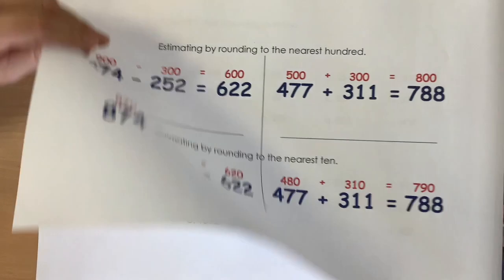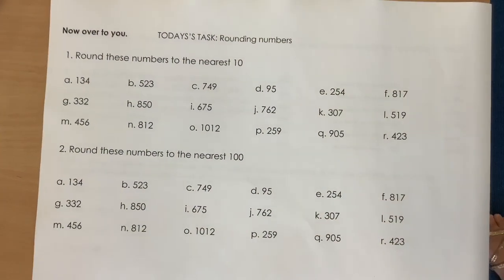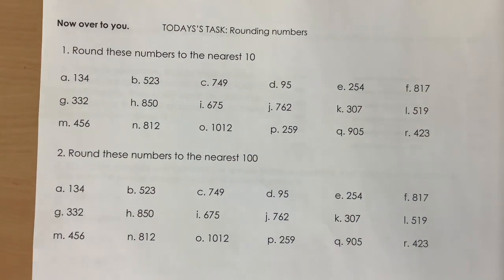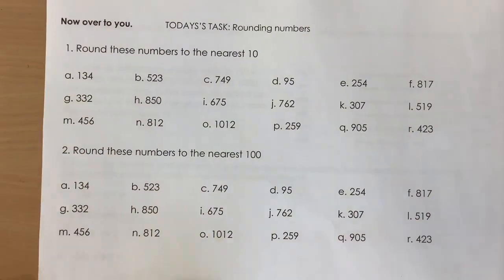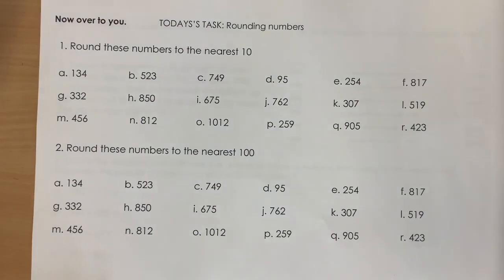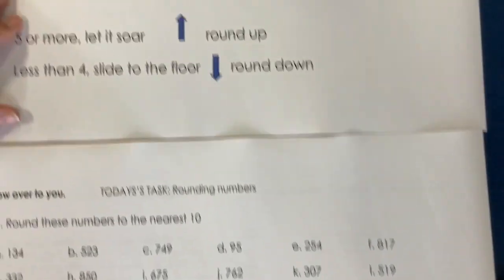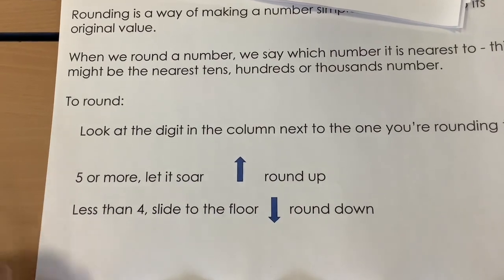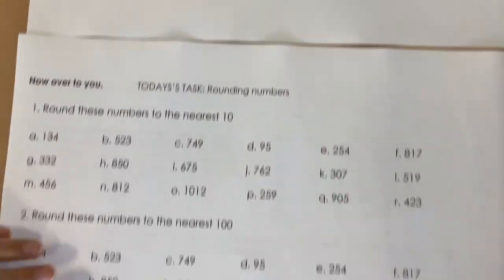So today's task is rounding numbers. I'd like you to round all of these numbers to the nearest 10 and all of these numbers to the nearest 100. Go back to that slide or maybe make a note of it. 5 or more, let it soar, we round up. Less than 5, slide to the floor, round down.